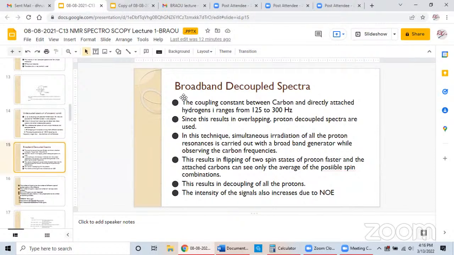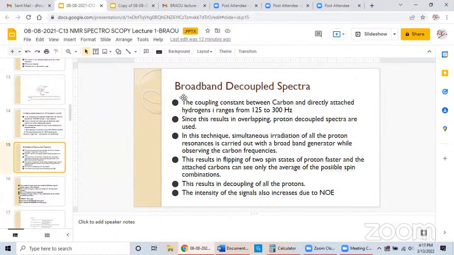They undergo faster excitation and faster relaxation, and carbon can see only the average spin state of those protons. So therefore, it will not undergo coupling. It will not undergo coupling. So only the carbon signal will be observed.